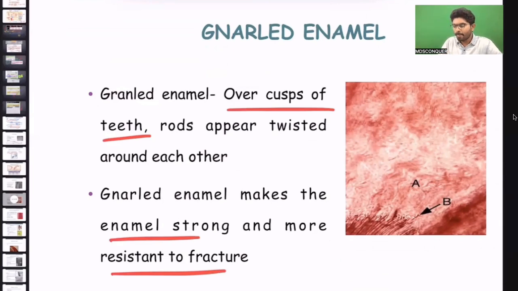Okay, so enamel is going to have, do you consider enamel as brittle? Is enamel brittle or not?